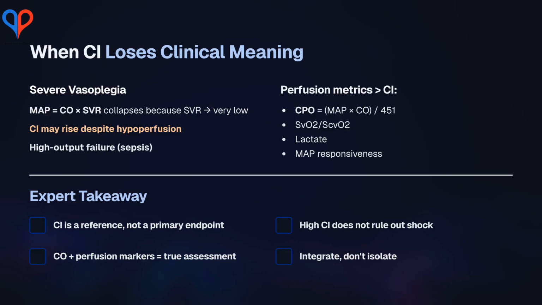Cardiac index is valuable when pump failure dominates, but becomes unreliable when vasodilation rules. A high cardiac index does not guarantee adequate perfusion, and a low cardiac index does not always indicate shock. Elite hemodynamic interpretation integrates multiple metrics: cardiac output for pump strength, MAP for pressure delivery, venous oxygenation for extraction adequacy, lactate for metabolic stress, and cardiac power output for overall cardiac energy output.